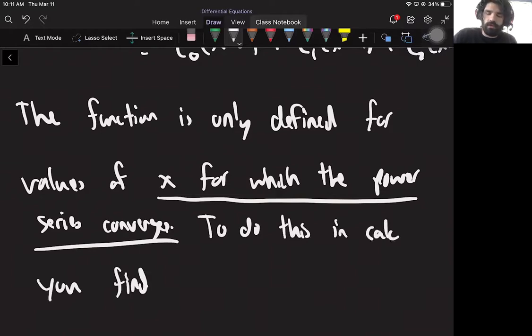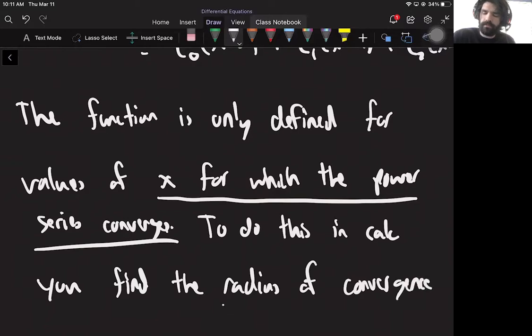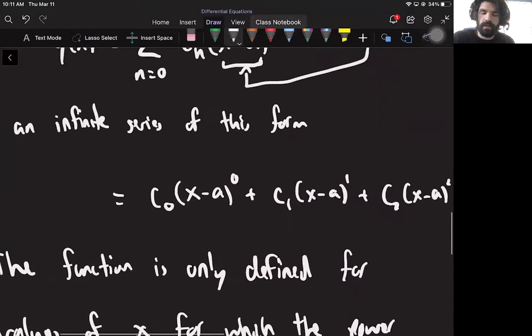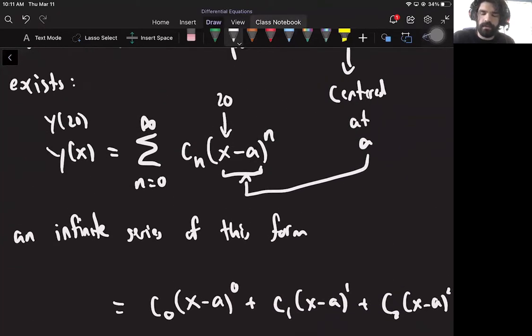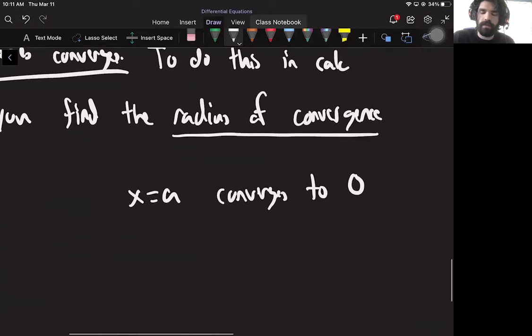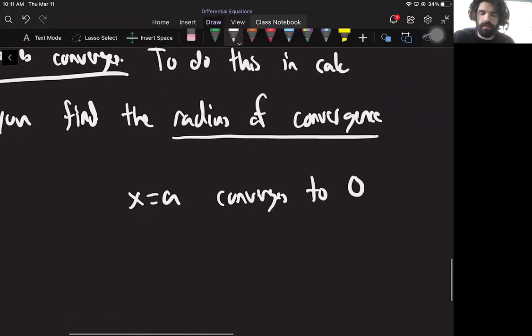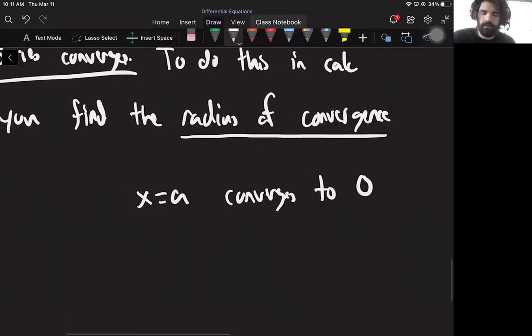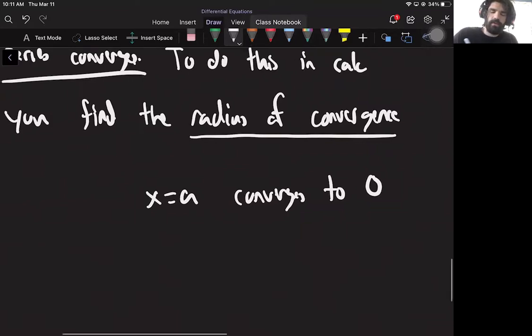So some quick review. The idea being that if I plug in x equals a, then this just becomes 0. So I just get 0 plus 0 plus 0 plus 0 forever. So I just get 0. So the sum converges to 0. And if I go away from a, then I want to see if it still converges to something. And I want to see how far away I can go from a.